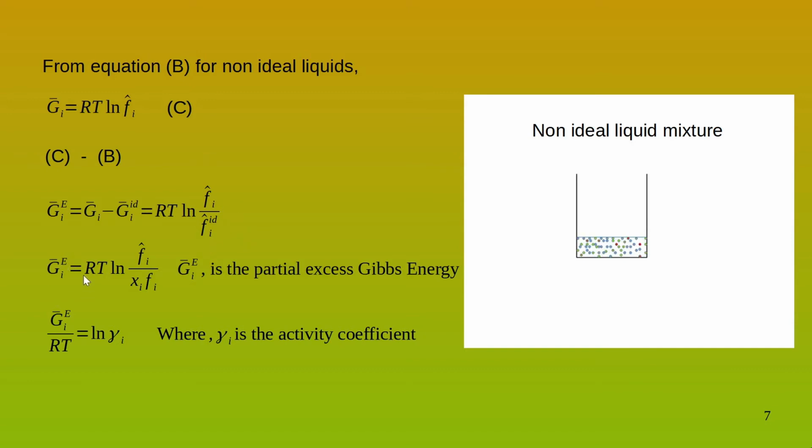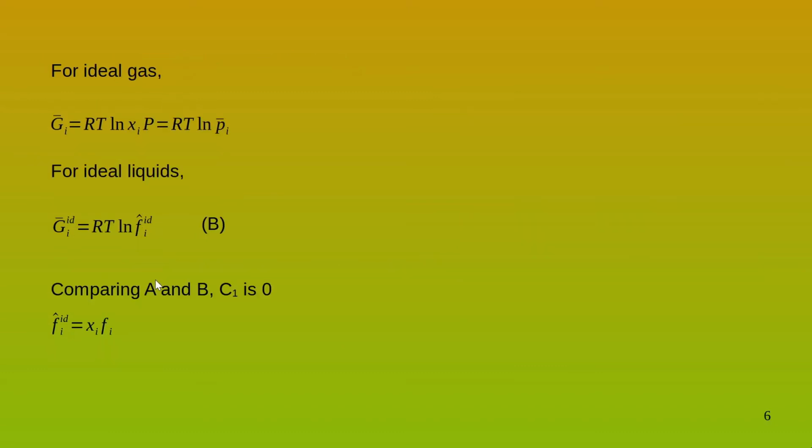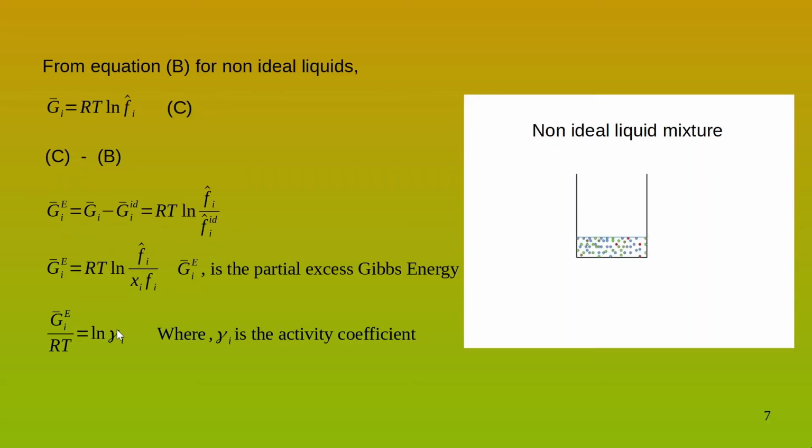Now we have the partial excess Gibbs free energy Ge i is equal to RT ln Fi hat over Xi Fi. Now this comes from this equation, that is Fi ideal is equal to Xi Fi.